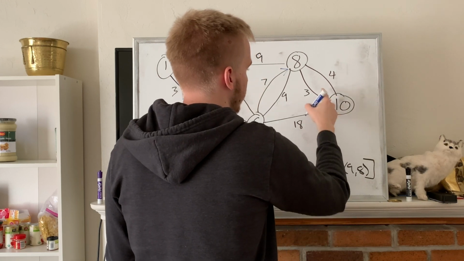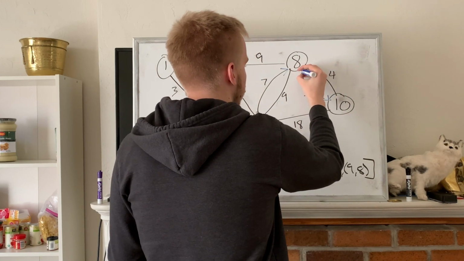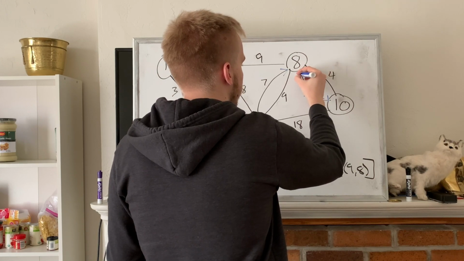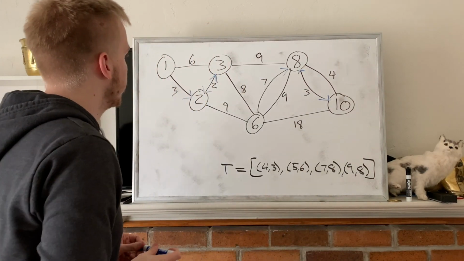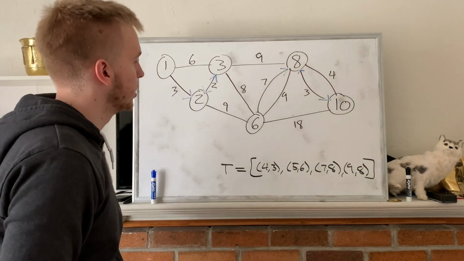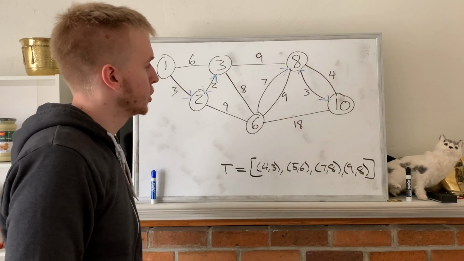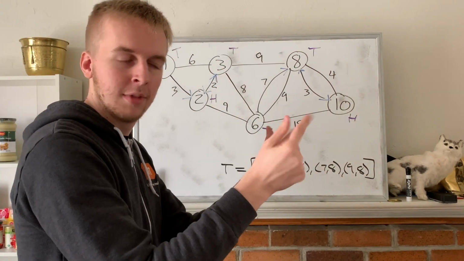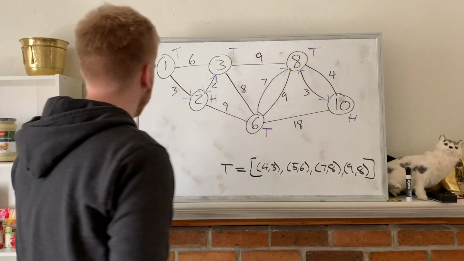And finally for 10, we have 3, 4, 18. So the lightest is 3. Cool. So we've now labeled all of our vertex edges, our vertex bridges in the graph, and now the next step in Boruvka's is we're going to flip coins again. Okay, so now we flip coins on this graph here.